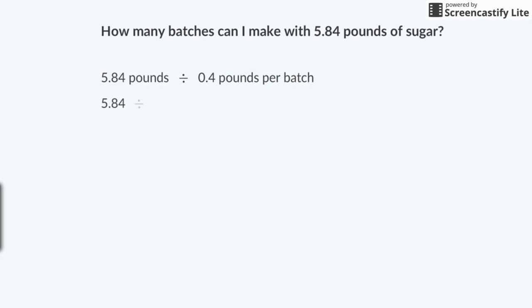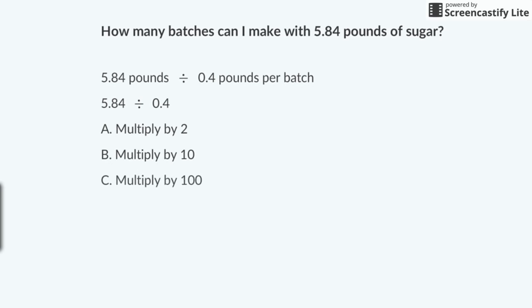First, I want to rewrite the expression as an equivalent expression with a whole number divisor. That will make this problem much easier to solve. How do I change 4/10 to a whole number? A, multiply by 2. B, multiply by 10. C, multiply by 100. D, multiply by 1,000.